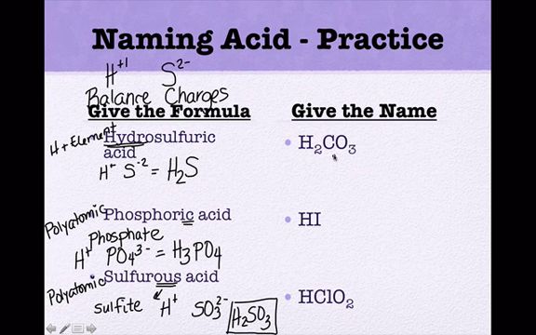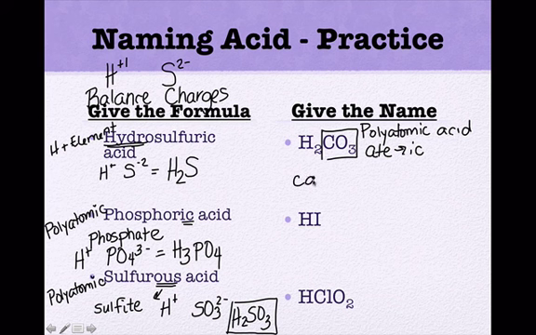So giving the name. Here we're given the formulas, we need to write the names. If I'm looking at this, the first thing I look at is, is it binary or is it a polyatomic acid? And this is not attached to a single element, so this is going to be a polyatomic acid, which means I do not use the prefix hydro. I just look at what the polyatomic anion is, and in this case it is carbonate, and ate turns into ic. So this is carbonic acid. Do not use the prefix hydro.